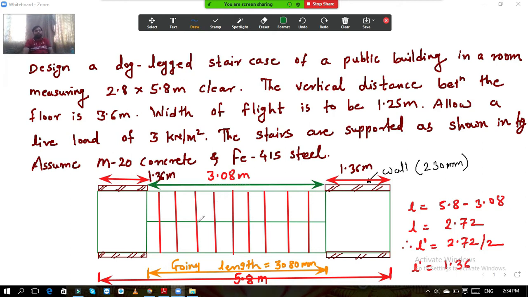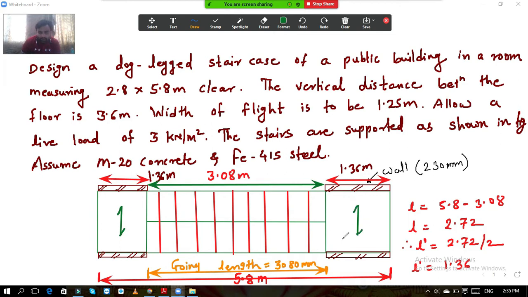Now if I show you the spanning of the slab, the slab spans in this direction. This is the direction of spanning of the slab. Slab spans in this direction.